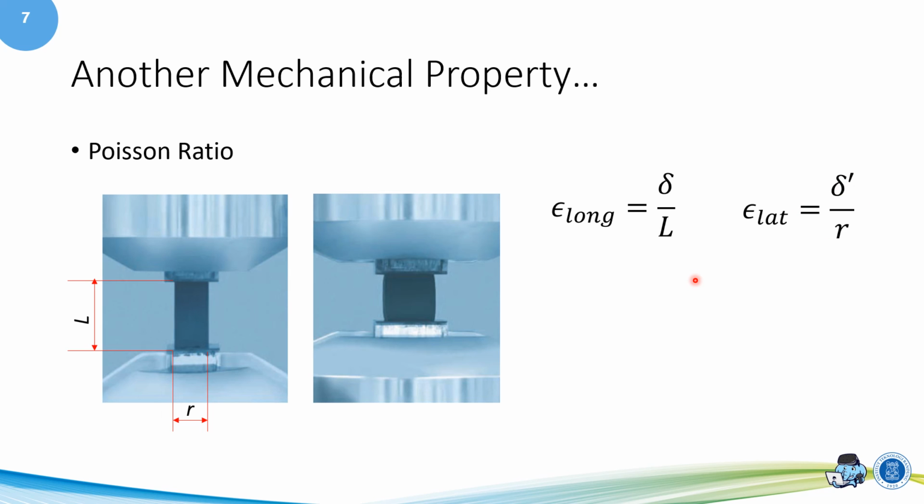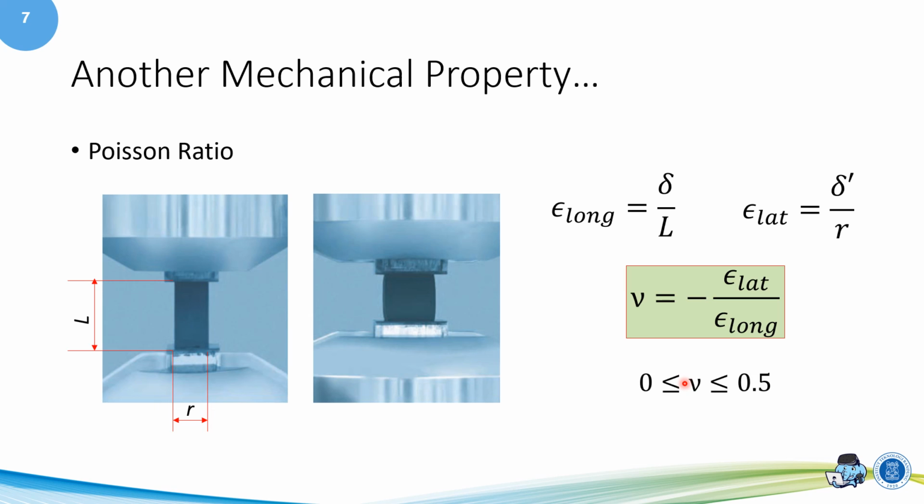From the strain, we can define the Poisson ratio, that is minus epsilon lateral over epsilon longitudinal. The negative sign here is used to make the value of the Poisson ratio become positive. The value of the Poisson ratio of the material ranges from 0 to 0.5.